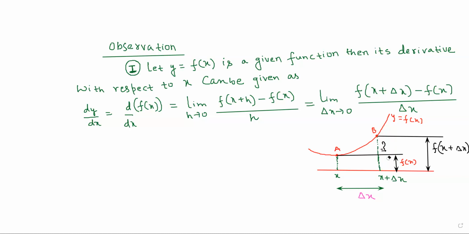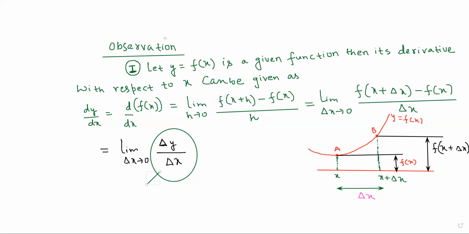But delta y means what? This is the change in y, that is y2 minus y1. How to calculate this length? The difference of y, the change in y. So this is equal to the limit delta x tending to 0 of delta y upon delta x. Change in y is represented as delta y.